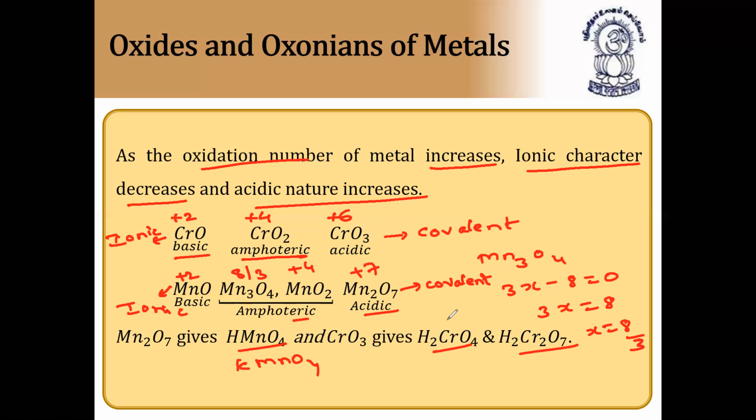It is very, very important. These are acidic in nature, and that's why they give acids, that is potassium dichromate or dihydrogen dichromate. This is the dichromate ion; Cr2O7 is dichromate.